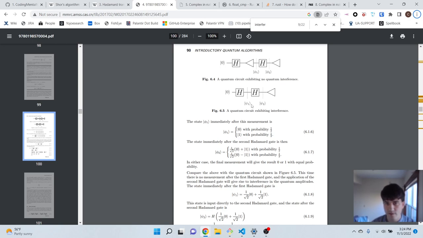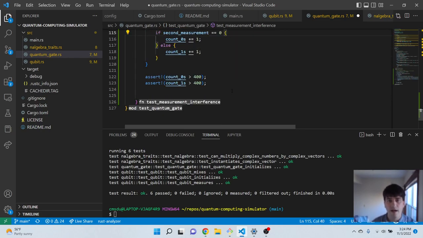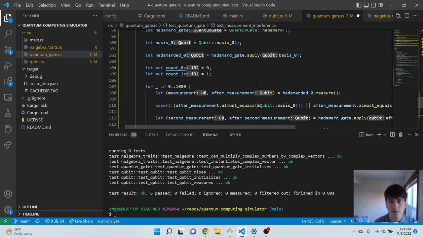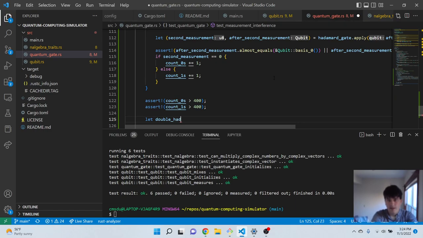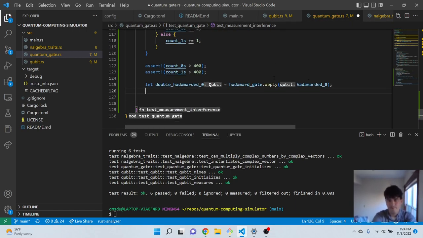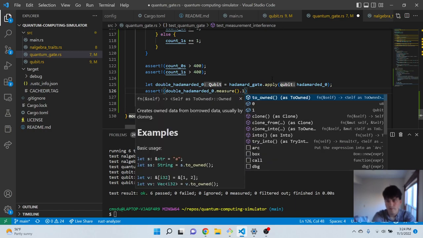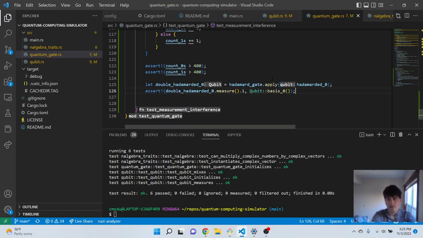Whereas in our second test, which we'll do in a moment, we don't measure it in between. And so we go from 0 to Hadamard, which gets us back to 0. There's no measurement in between that messes things up. So let's do that case. And in that case, it's actually really easy. We take let double Hadamarded 0 be that. And then we can assert that no matter what, double Hadamarded 0 dot measure dot 1 is qubit basis 0.